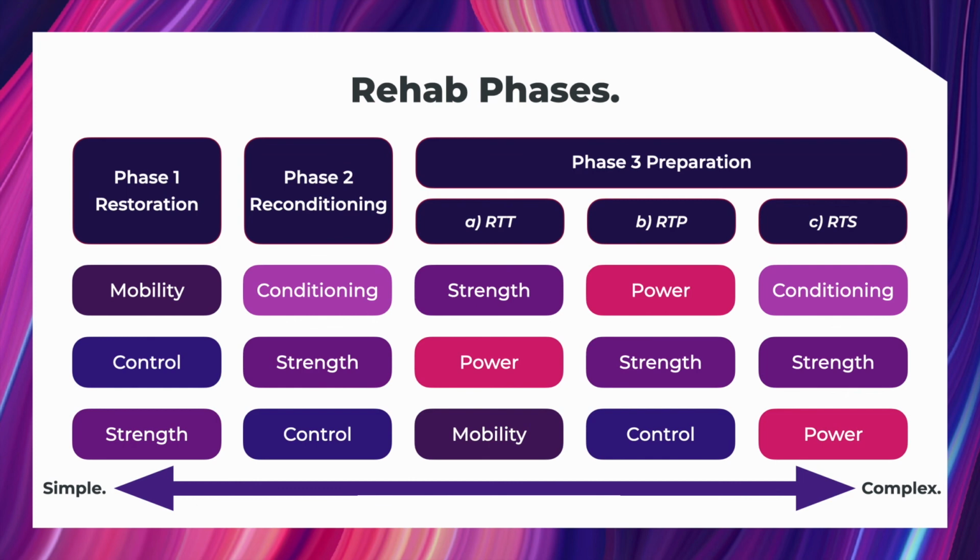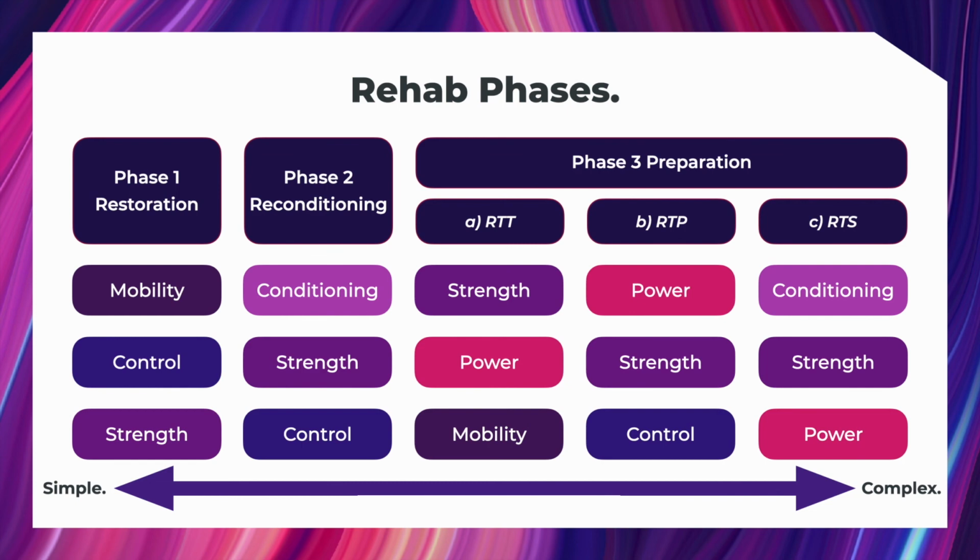In 3B, return to play, this is where we start to introduce some running. The focus is now very much on power, reintroducing a little more strength, and then some control work. And then return to sport, where we're talking about discharge, we have conditioning as our primary focus, along with strength and power. You can see this little graphic at the bottom showing the different drills. Simple drills, closed kinetic chain, maybe single joint movements, are your phase 1 and phase 2 things, but your more complex, compound movements go from phase 2 all the way up to phase 3C.